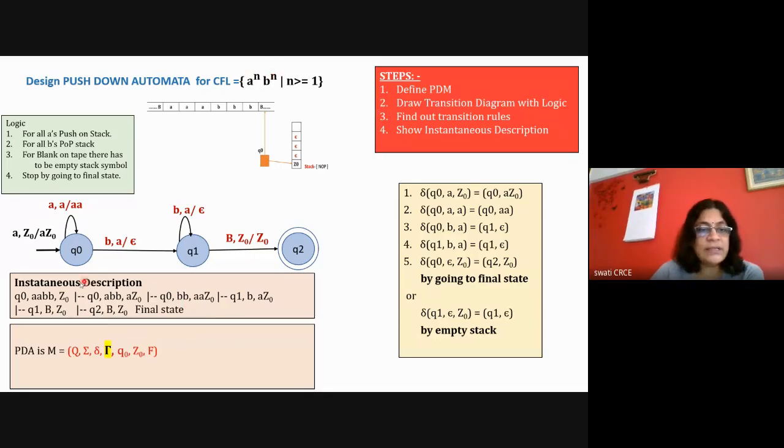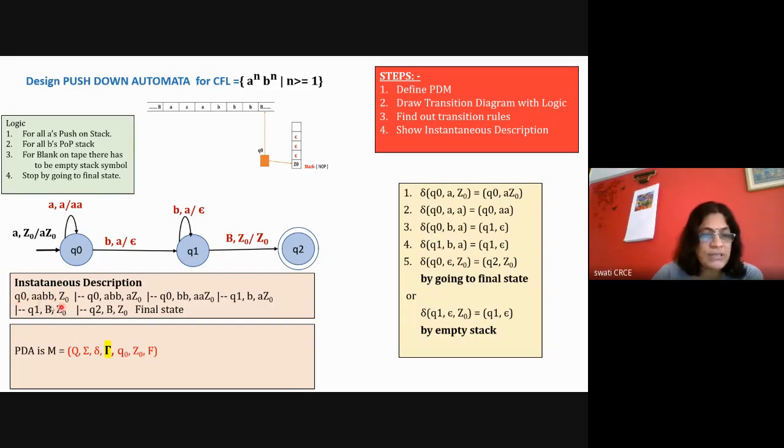Here in the instantaneous description, you are showing at a particular instant what is the situation on the machine. So this is the first situation, like Q0, AABB, Z0. This is the state of the machine, this is the input word, and this is the stack. So this represents the stack contents, this represents the tape contents, and this represents the state of the machine. So in the instantaneous description, you need to represent all three.